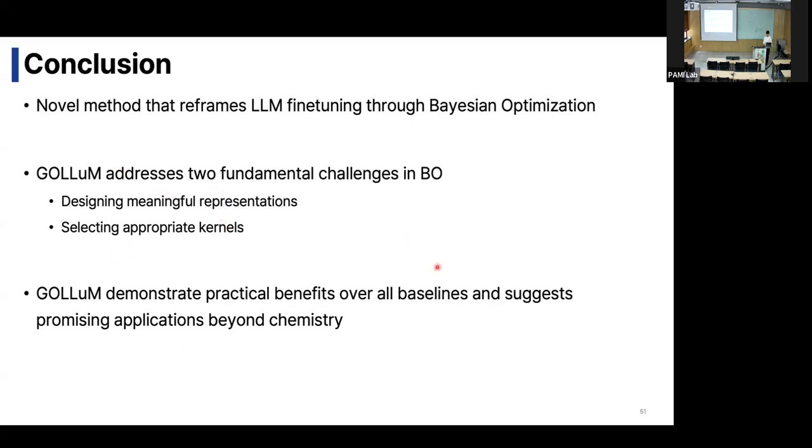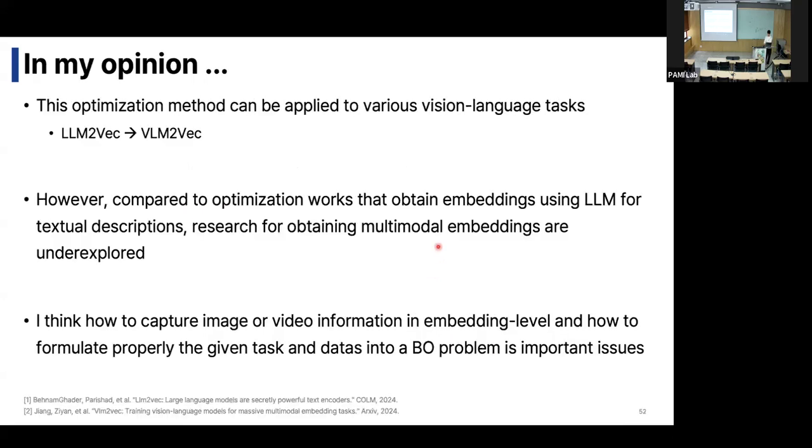As a result, GOLLuM outperforms baseline methods across multiple benchmarks, and its flexibility suggests that it can be extended beyond chemistry to a wide range of applications. And while reading the paper, I have some opinions. I believe that this LLM-based optimization framework could be effectively applied to vision language tasks as well. Just as we've seen the extension from LLM to VLM. There is great potential in combining multimodal representation with optimization.